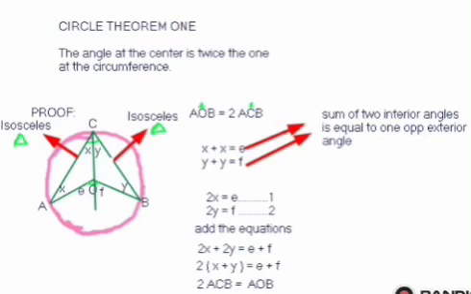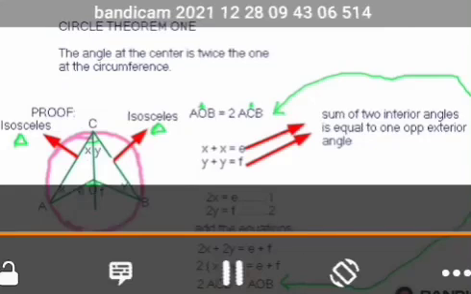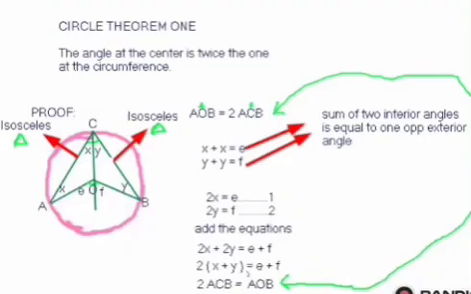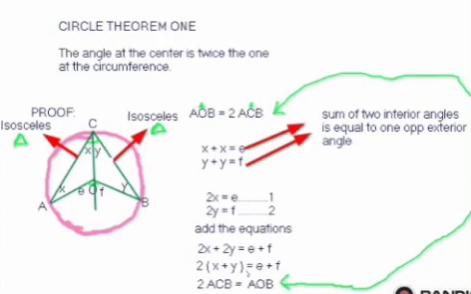Finally, we can see that the theorem has been proved. The theorem we were asked to prove, we have done that. The angle at the center is twice the one at the circumference. So when you are given any question or problem regarding this theorem, we can always remember to use this theorem. Thank you.